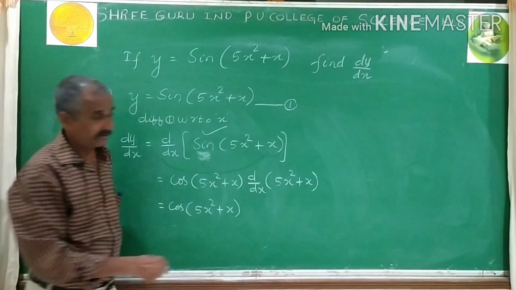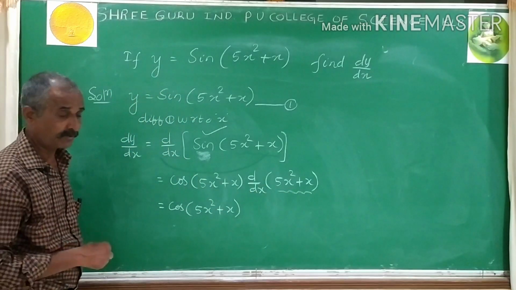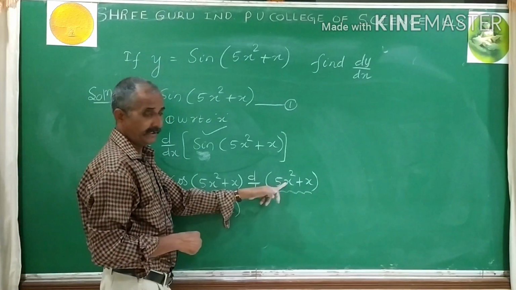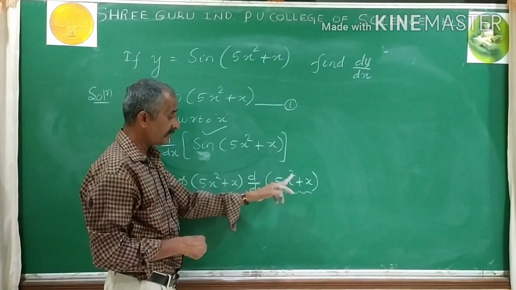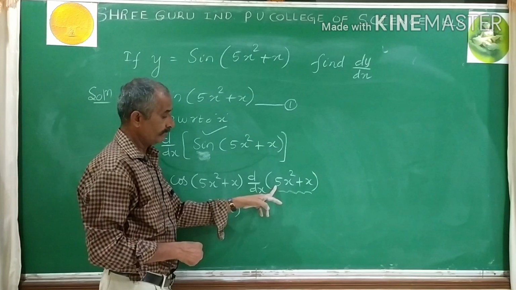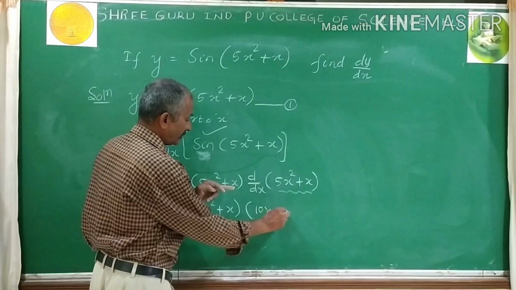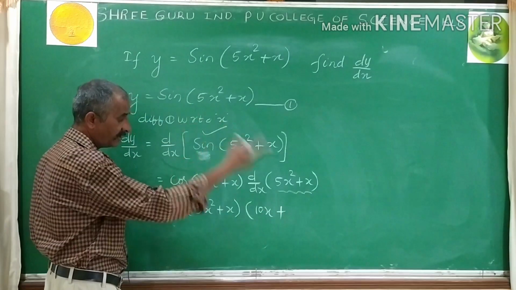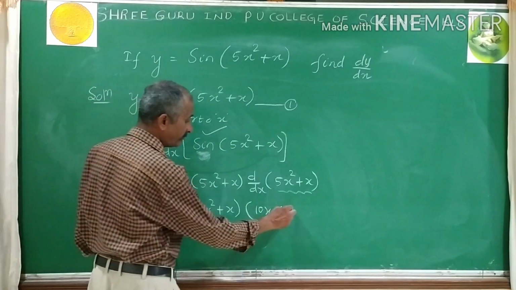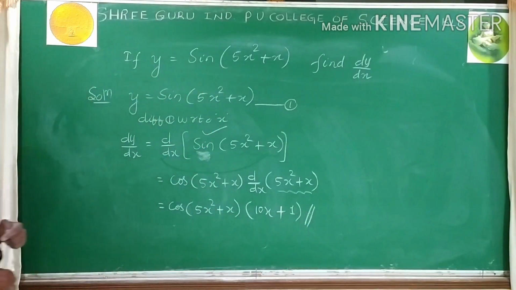Here, to differentiate 5x square plus x, we have to apply the sum rule. By the sum rule, in that individual term, differentiation of x square is 2x. 2 into 5 becomes 10x, plus differentiation of x, which will be 1. That's the total answer.